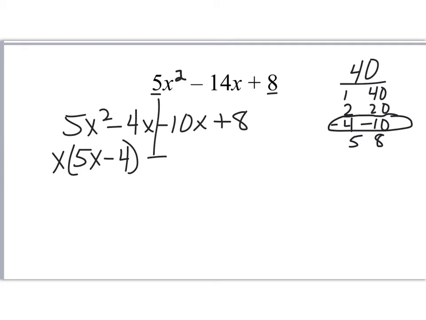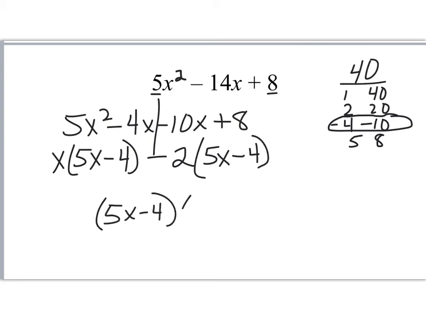Now the greatest common factor of 10x and 8 is a 2. Right? No x's because the 8 doesn't have one. And so -2 times what equals -10x? A 5x. And -2 times what gives me a positive 8? You should say -4. And there we go. I'm going to have a 5x minus 4 and then an x minus 2. All right, let's do a couple more examples.